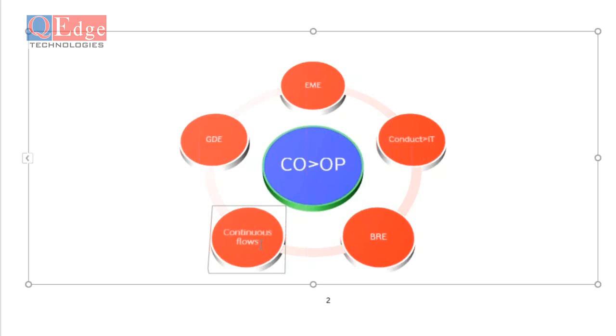There are two types of mode of graphs. One is batch mode, one is the continuous flows. The batch mode runs only for a certain time. You run the graph, and as soon as it completes, it will run at the next scheduled timing. But continuous flows are the ones which will continue to run 24 into 7 and 365 days. It will not stop unless you manually stop it. So that's the reason why we call it continuous graphs.